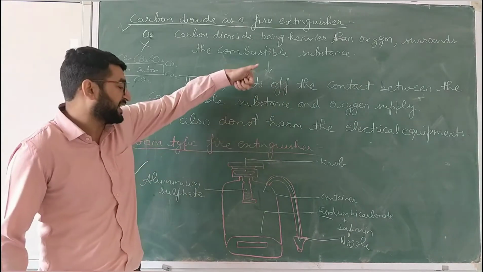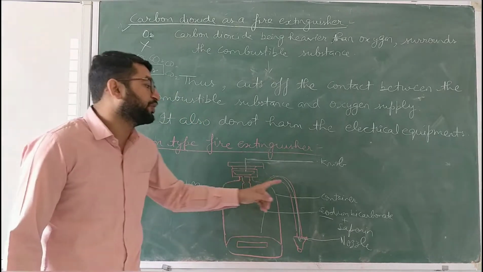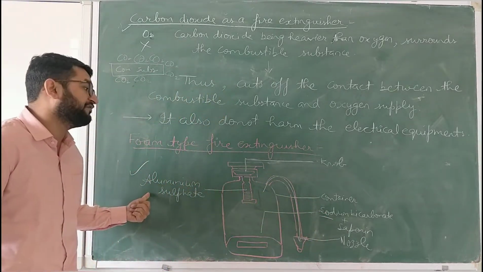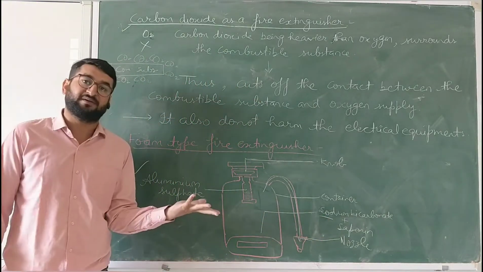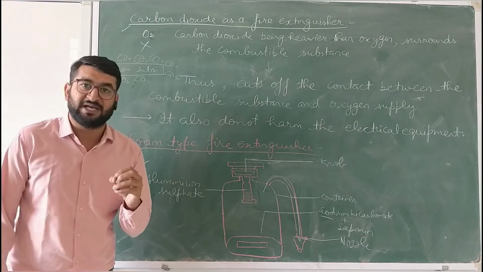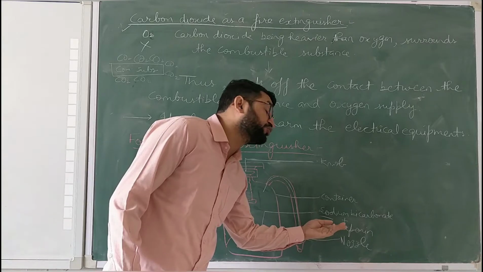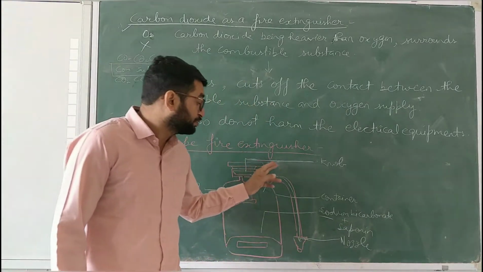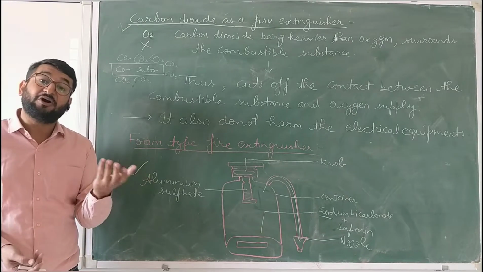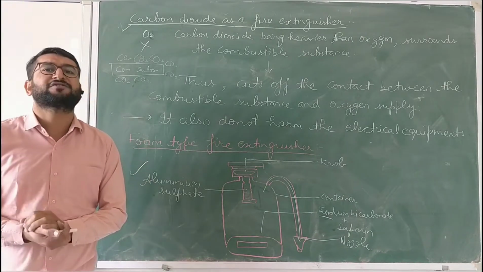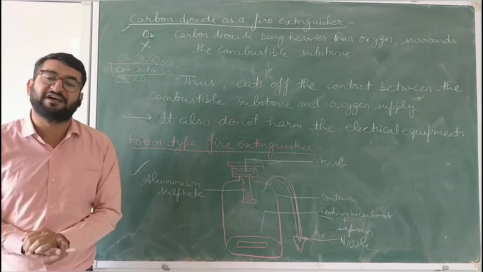जैसे ही नोब खींचेंगे बच्चे, aluminium sulfate will fall down into the solution, that is sodium carbonate. When aluminium sulfate comes in contact with sodium bicarbonate or sodium carbonate, it will produce carbon dioxide gas. And carbon dioxide along with the foam produced by the saponin comes out through the nozzle. So that foam breaks the contact of oxygen with the combustible substance and henceforth extinguishes the fire.